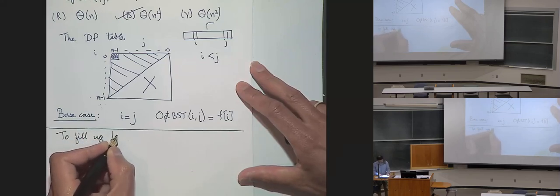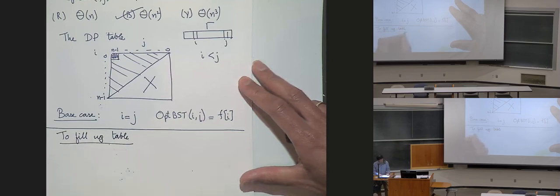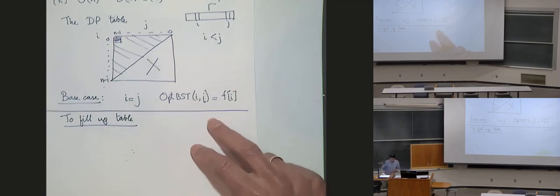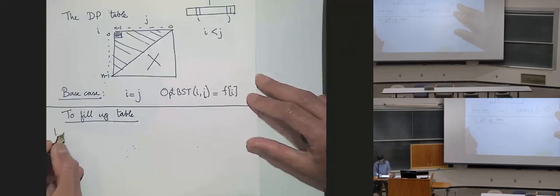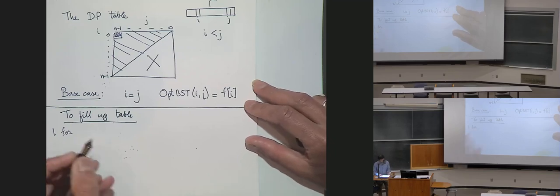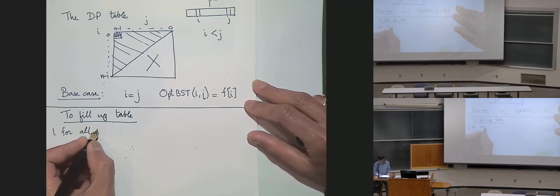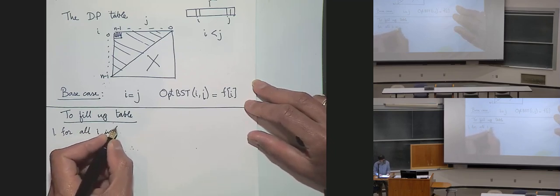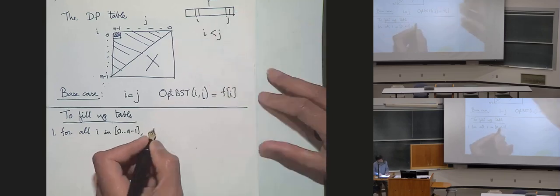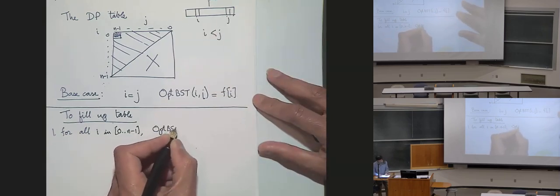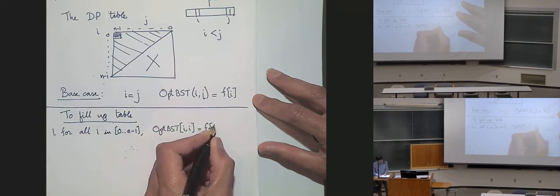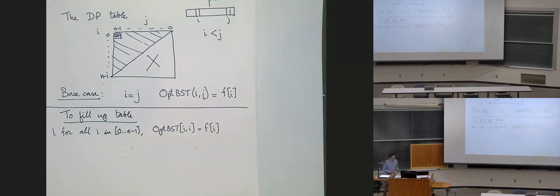To fill up the table, I'll just say the first step is for all i in 0 to n minus 1. I'll write this out as a table: opt BST of i, comma i, is just f of i.